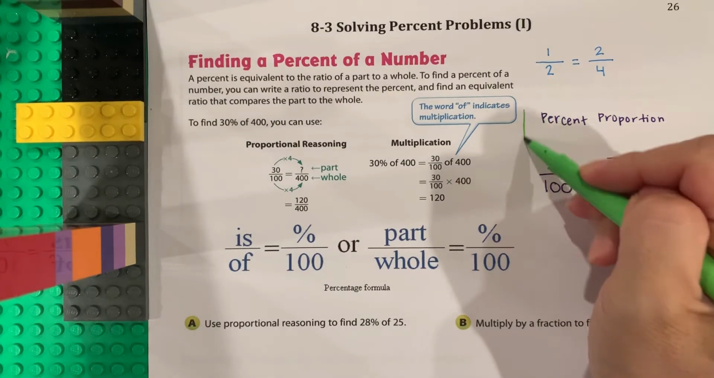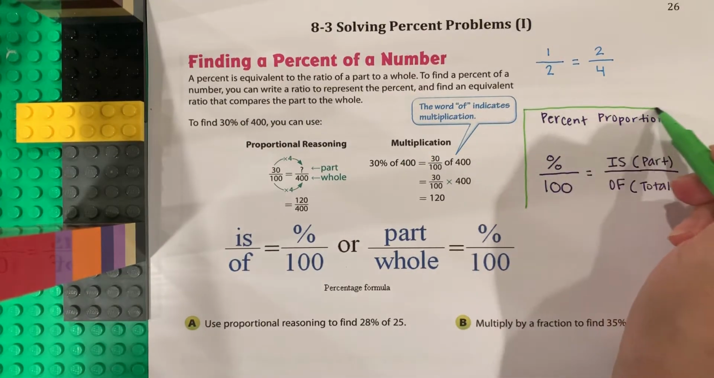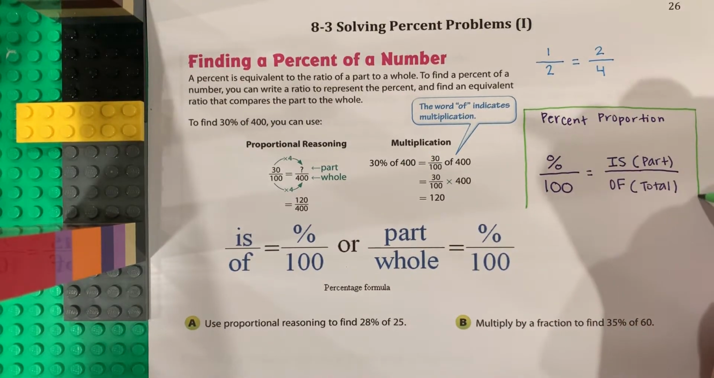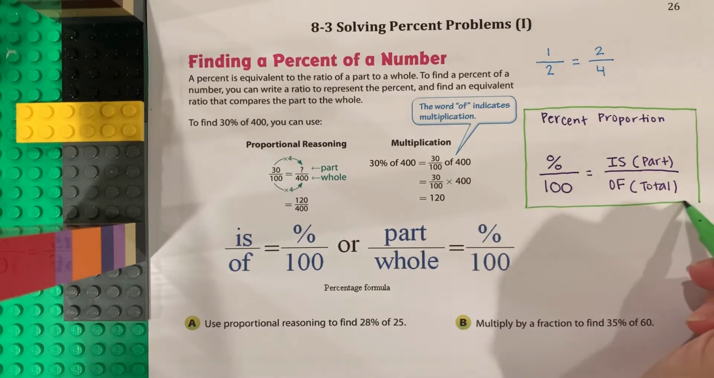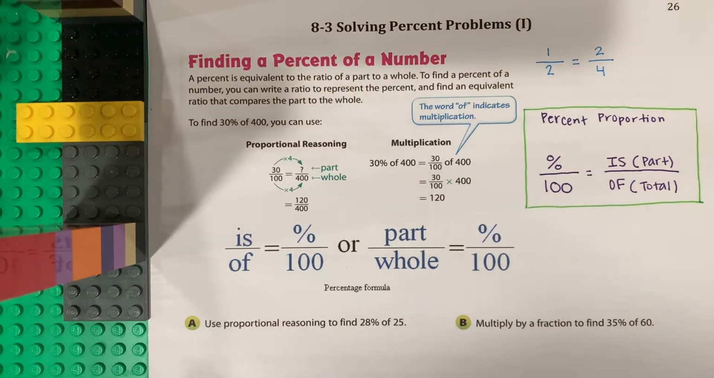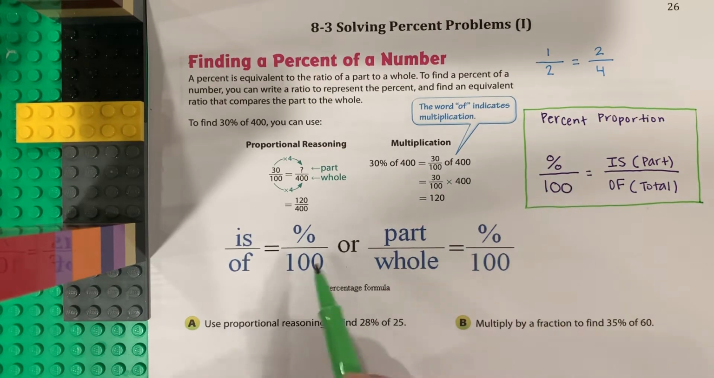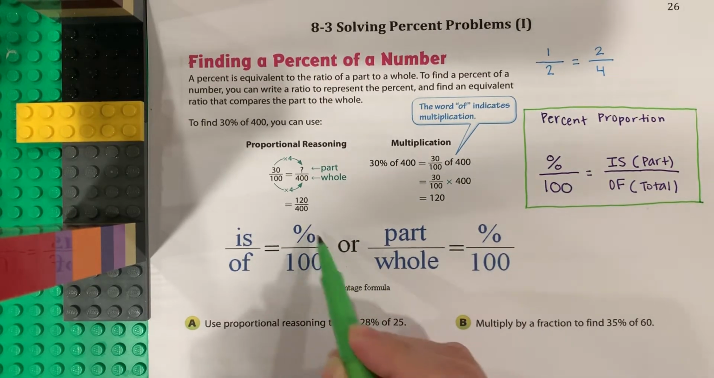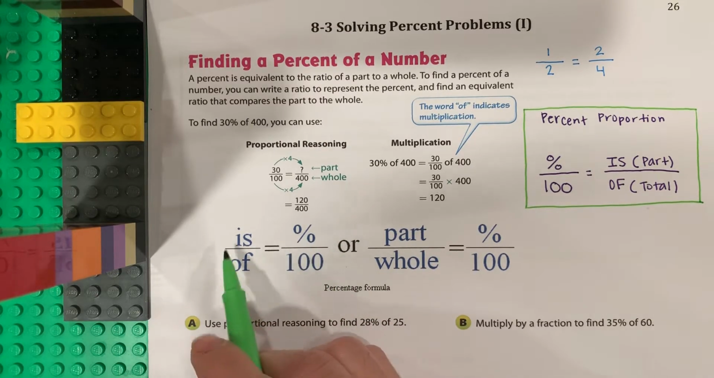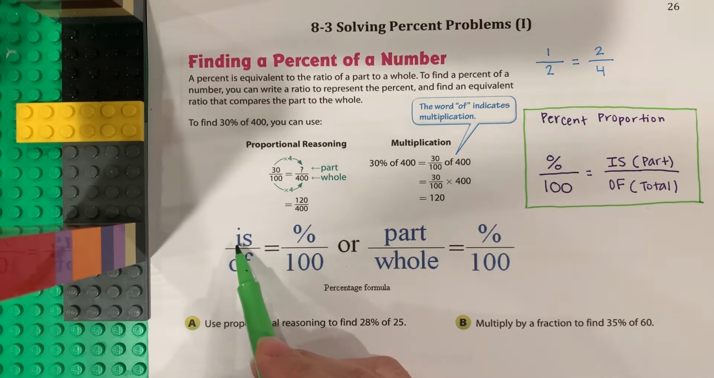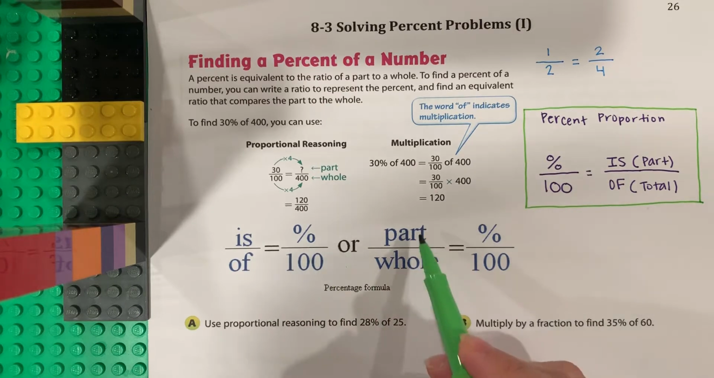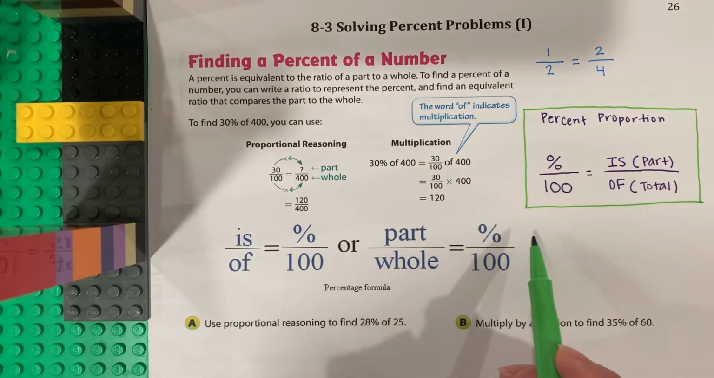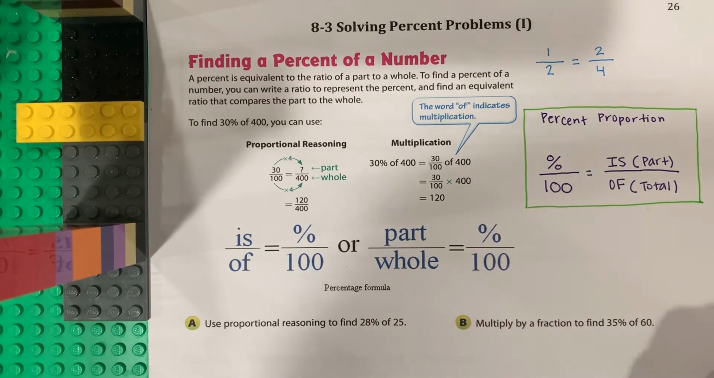So when I solve the percent problems, this percent proportion is what I will be looking at. Hopefully you remember this. It is actually the same as the proportion that you see right here, but I like to have the percent over 100 on the left side and the is over of on the right side, or part over whole on the other side. So this is what I'm going to be referring to. Let's practice a couple problems here.